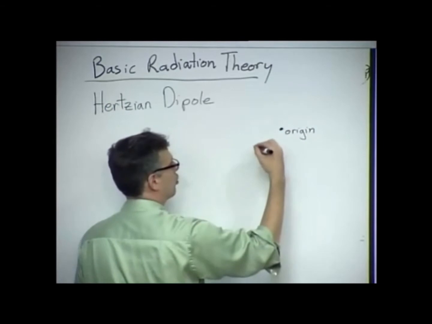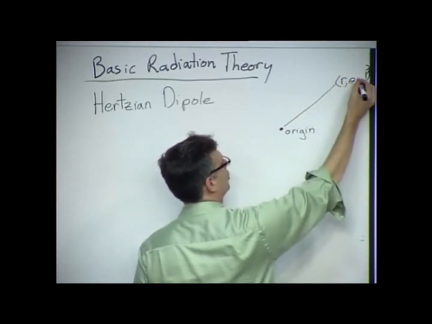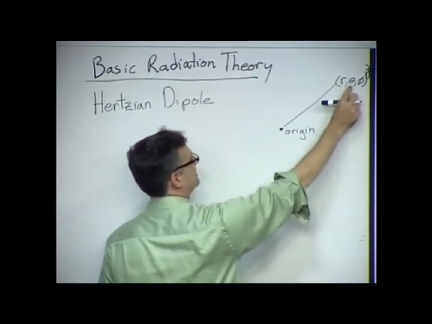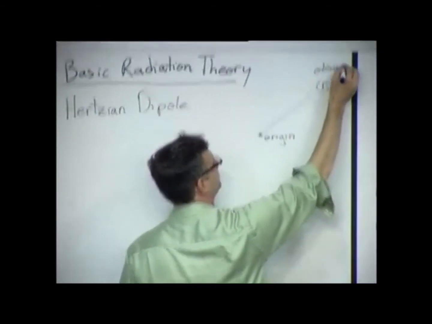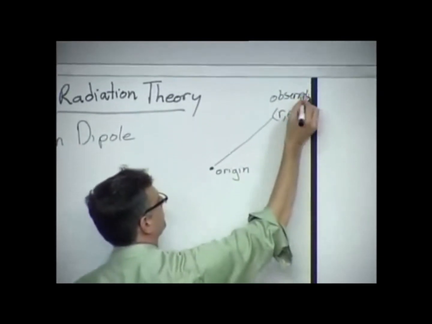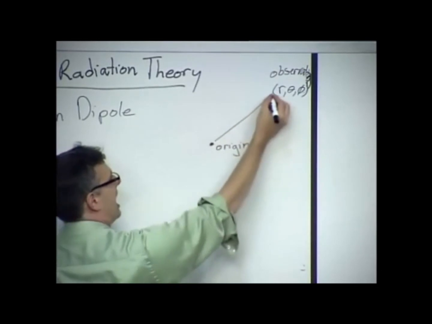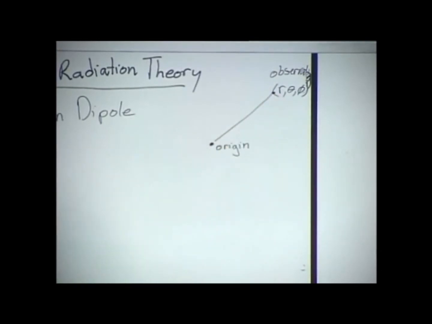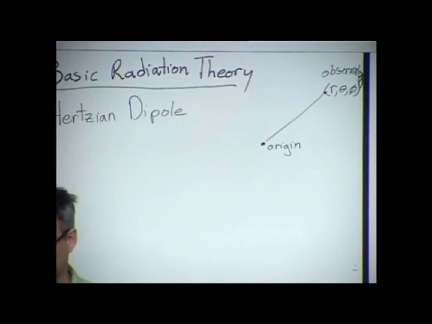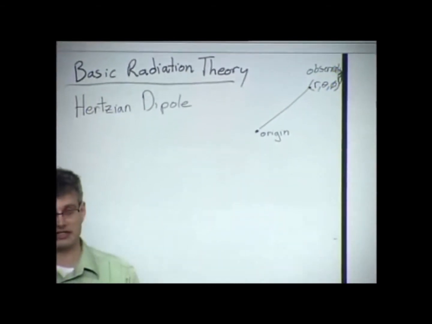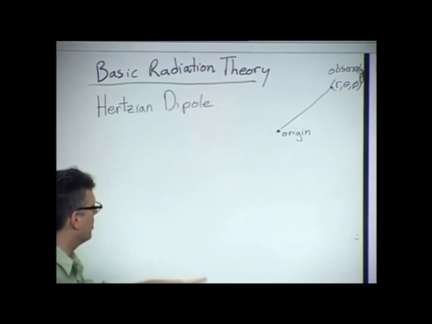Here's our problem. We've got an origin, and I've got some point of observation in spherical coordinates: distance, elevation, and azimuth. So I've got a radiator at the origin, and I want to know what is the electromagnetic field at that point of observation. Hopefully it looks like a spherical wave at that point, and it will have a pattern around it. That pattern will depend on what we put at the origin.